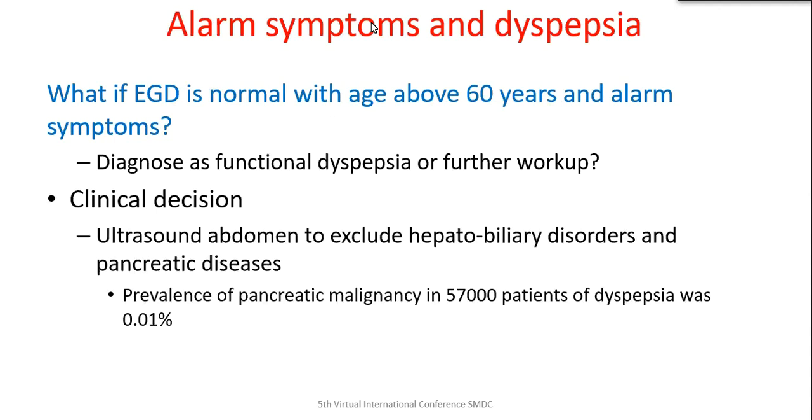They suggest the next test should be an ultrasound abdomen followed by an imaging test. But still, what they identified is that the evidence is very low, and the chance of having malignancy in a very large population is less likely. But that's the clinical decision that you have to make.